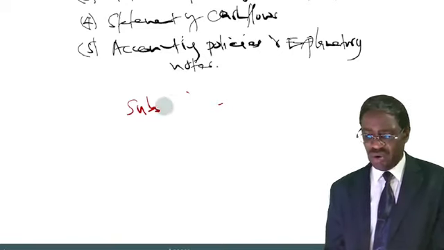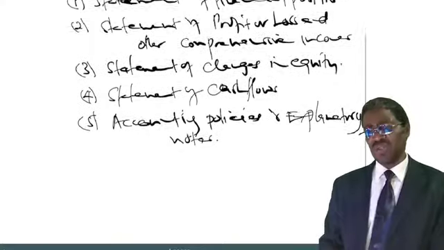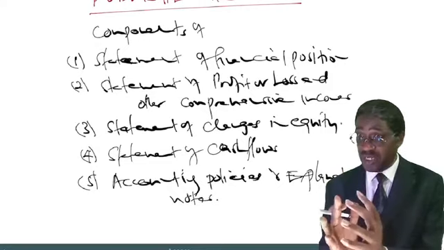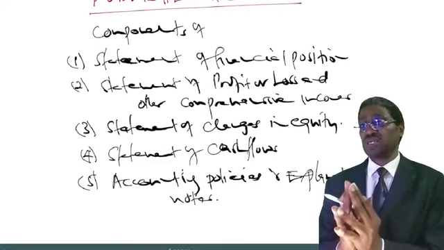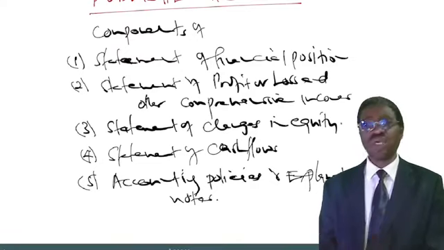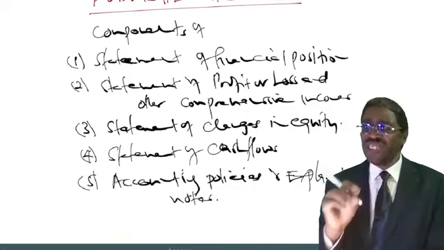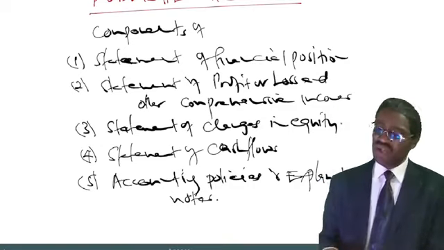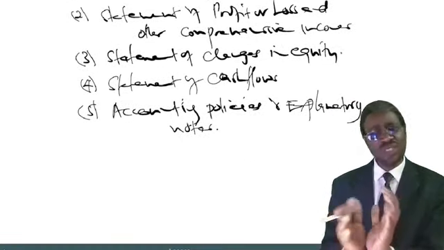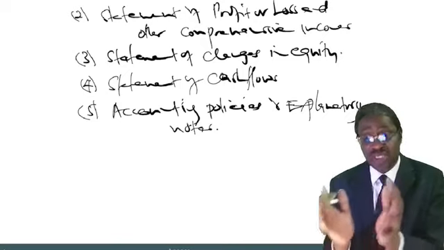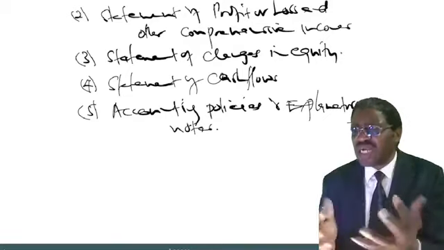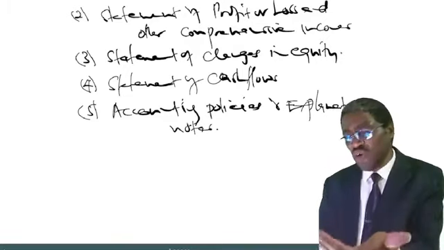Okay, so let's now go on. So we want to look at now, how do you prepare these components for purpose of publication? Listen, there is a difference between how you prepare them for internal reporting. When you are preparing a balance sheet, for example, for purpose of internal reporting of the company, there is a difference between how you prepare it and how you prepare it for publication purposes. How you prepare an income statement, or what we are calling a statement of profit and loss.